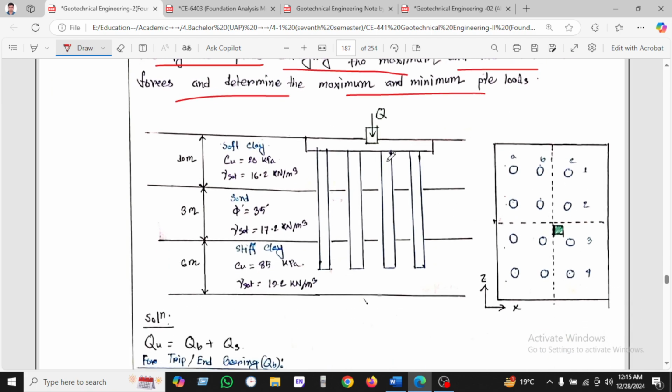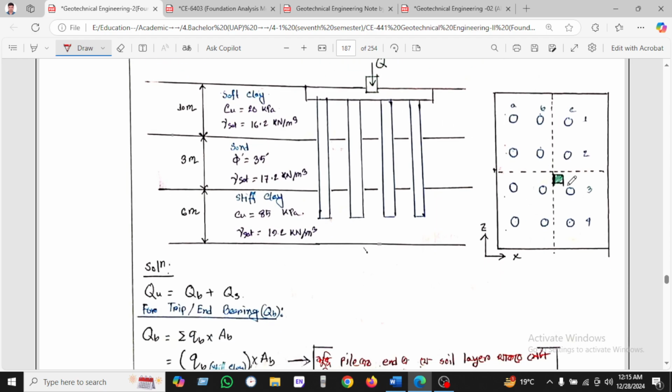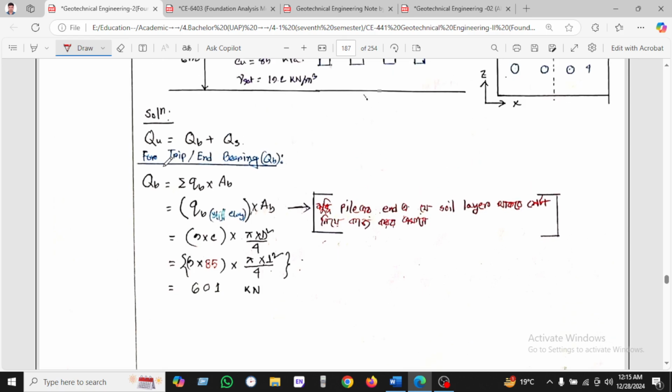So we can see here is the pile A, B, C, D, E, F, G, H, and this is the 1, 2, 3, 4 rows and 3 vertical columns. As we know, 12 piles. So the pile arrangement is here, and the eccentric load is given here. So this is the clay layer and sand layer, clay layer. Now we'll calculate. We know the ultimate load will be the end bearing and skin friction.